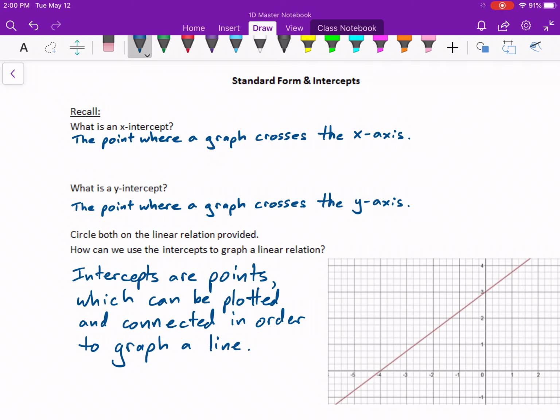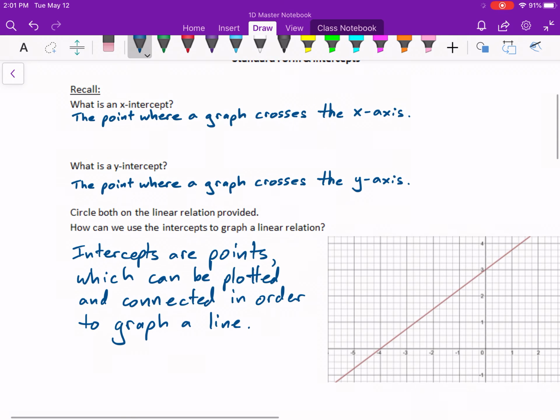In this lesson, we're going to tie together everything that we've done with slope y-intercept form and standard form and intercepts, and just sort of bring that to a close so that we can wrap it all up, tie a bow on it, so to speak, and then we'll be ready to move on to our next thing.